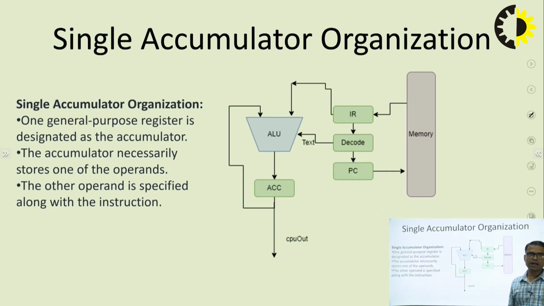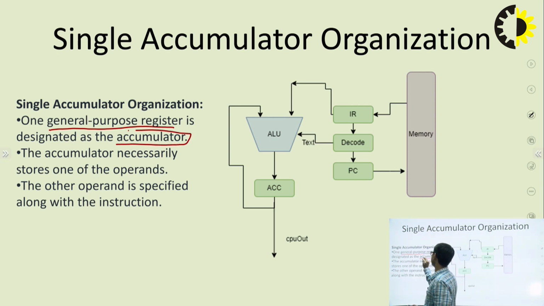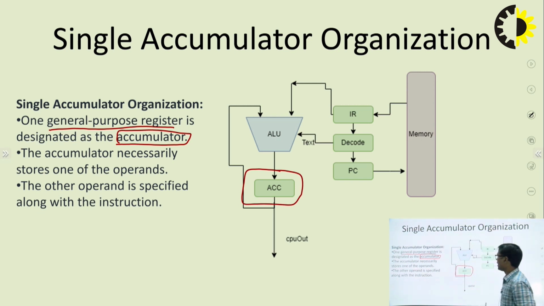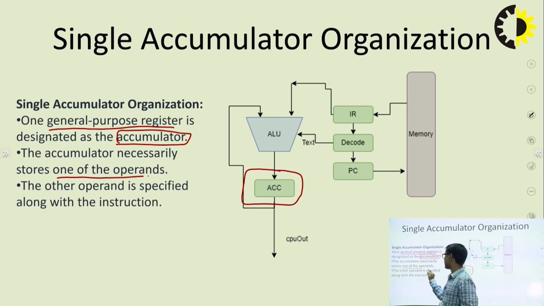Now, the first classification for the processor is the single accumulator organization. In this, only one general purpose register is designated, and that is called the accumulator. You can see I have marked it here. The accumulator necessarily stores one of the operands: out of two, one operand will be present in the accumulator.